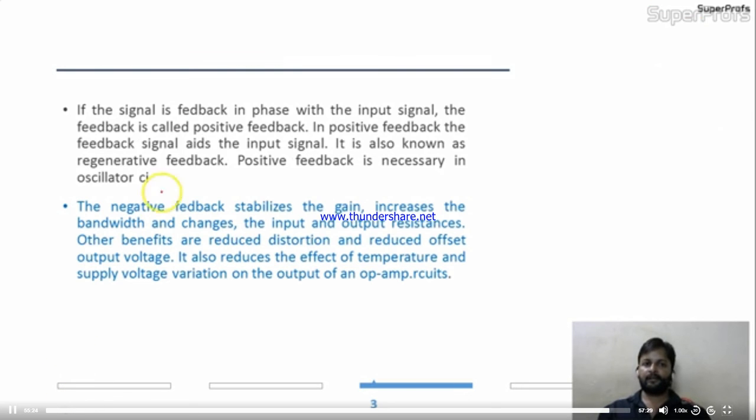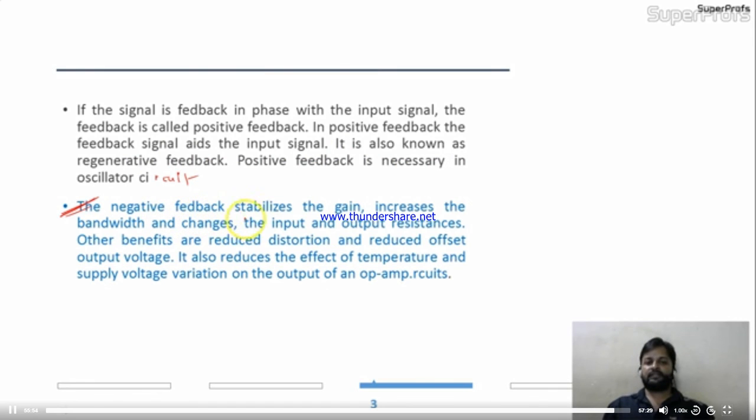Okay. If the signal is fed back in phase with the input signal, the feedback is called the positive feedback, and in positive feedback, the feedback signal aids the input signal. It is also known as the regenerative feedback. Positive feedback is necessary in oscillator circuits. Okay. Now see, this is the biggest advantage of negative feedback.